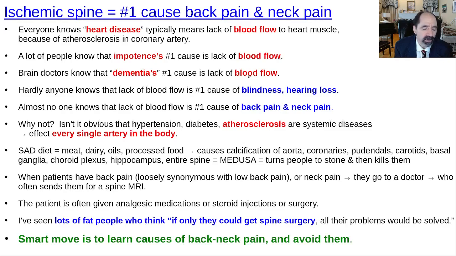But you've got to do your role as the individual to improve blood supply to the spine, and that comes from diet and lifestyle. And exercise really helps a lot too. We're going to talk about that in just a sec. And the smart thing to do is just learn how to avoid all this stuff.